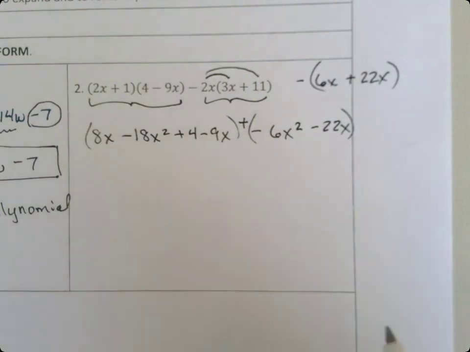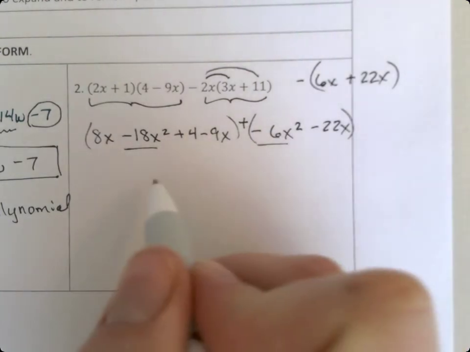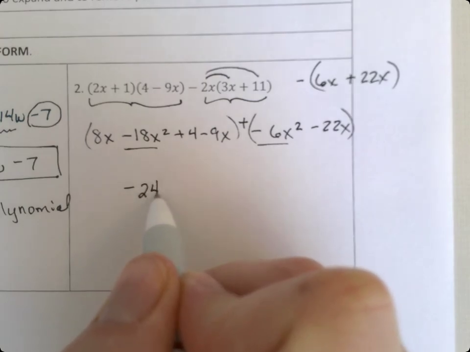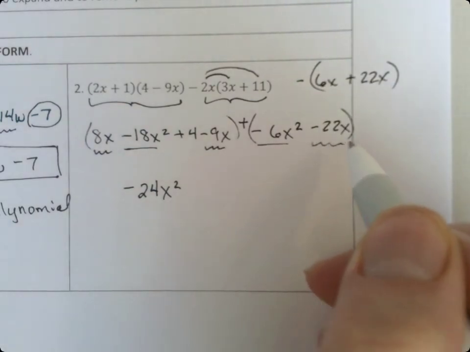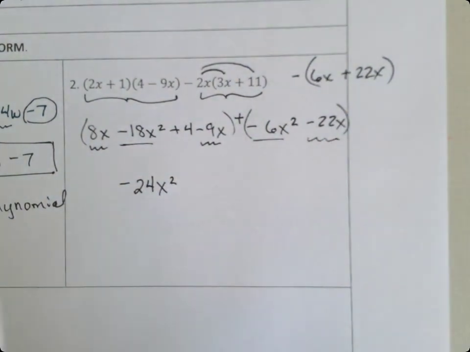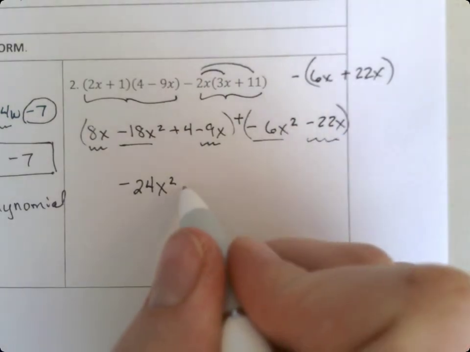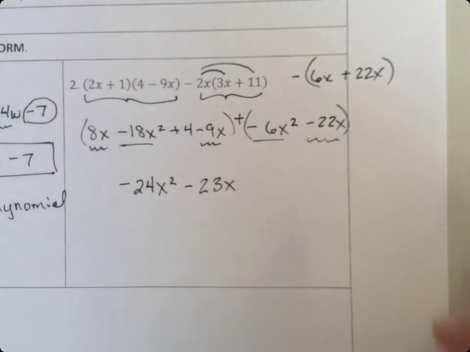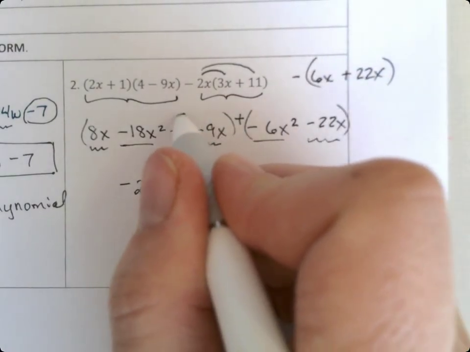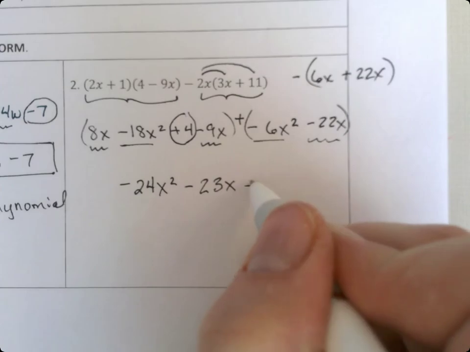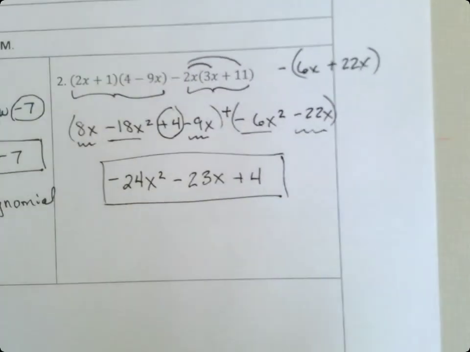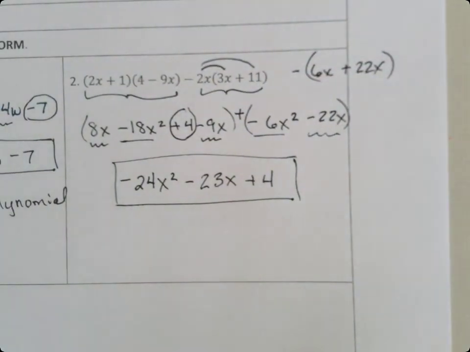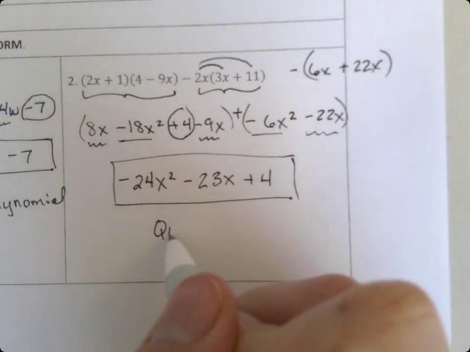So put all your like terms together. Highest degree, x squared. So what do we get? Negative 24x squared, 8x, negative 9x, and a negative 22x. So that'd be negative 1x minus 22 should be negative 23x. And then I'm looking for my constants, which would be a plus 4. And that should be it. All right, are we agreeing with my answer? Any issues? Yeah. All right, what will we name it just for practice? That's a quadratic trinomial.